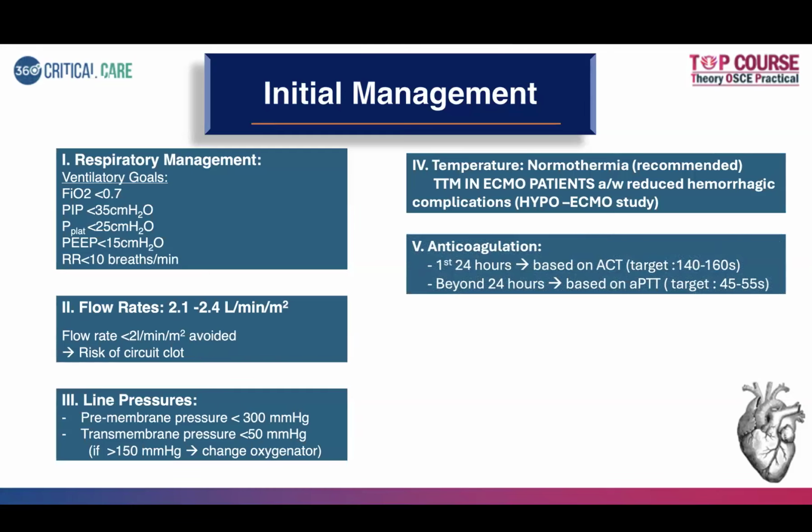The next is about the anticoagulation. Most of it is based on institution protocols because each institute will have a certain style of monitoring. But in most scenarios, in the first 24 hours, you go based on the activated clotting time. Usually the target is between 140 to 160 seconds. And beyond 24 hours, you go based on the aPTT. You target between 45 to 55. In some places, they go between 50 to 70. So that is again at the discretion of the institution. But from an exam perspective, I think this would be fine.